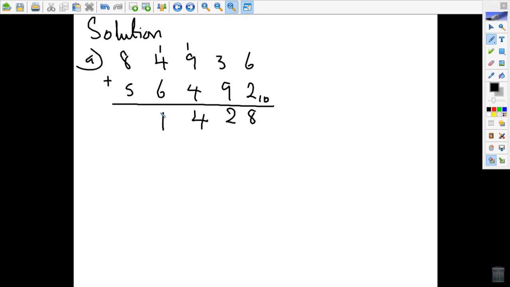Write down 1, carry 1, it gives you 9 plus this, 14. Divide this, it gives you 1, remainder 4. So there is nothing to add again, you bring down your 1. Your answer, remember, is in base 10.